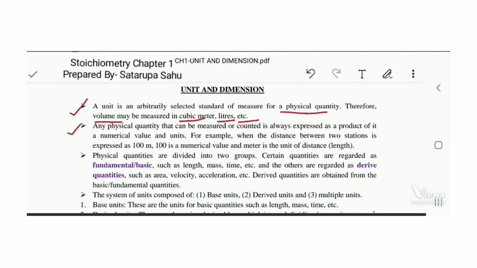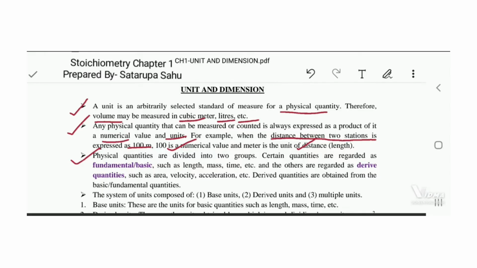Now let's come to the second point. Any physical quantity that can be measured or counted is always expressed as the product of numerical value and unit. This means any physical quantity is measured by multiplying a numerical value and the unit. For example, the distance between the two stations is 100 meter, where 100 is the numerical value and meter is the unit.